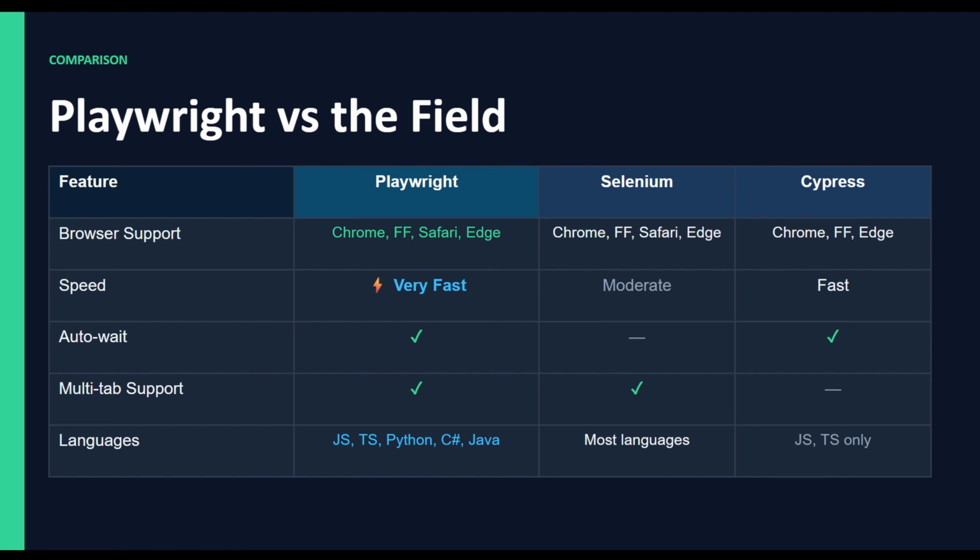Let's compare Playwright with other popular automation tools. You can see that Playwright has browser support of Chrome, Firefox, Safari, and Edge. It's very fast. It has auto-wait mechanisms, multi-tab support, and supports these languages. Selenium is the old goat, which supports Chrome, Firefox, Safari, and Edge. It's moderately fast. It doesn't support auto-waits. It does support multi-tabs, and it supports most languages.